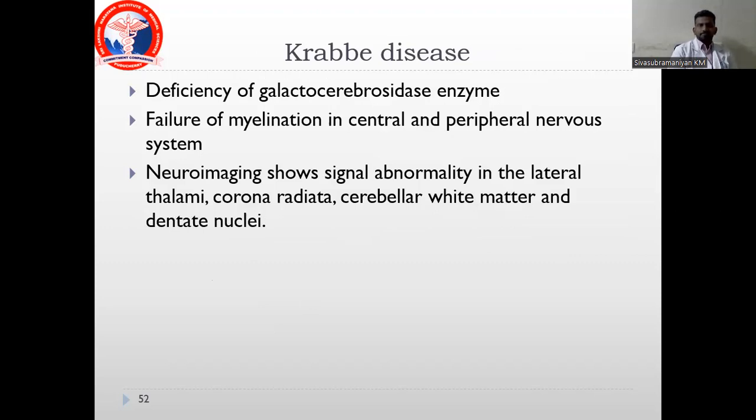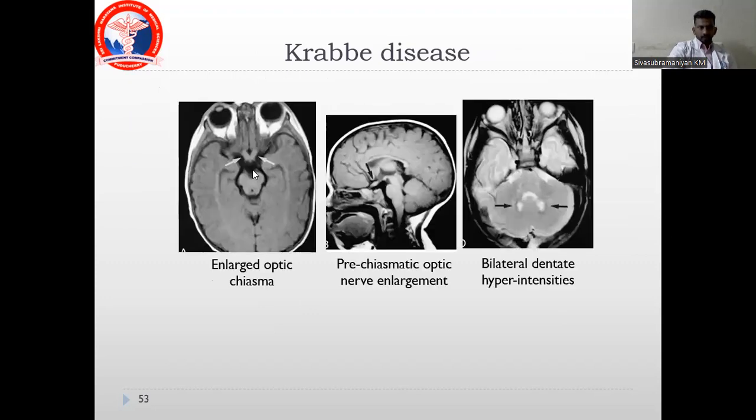So we have covered the more common causes, and the less common causes of abnormal posterior fossa are the Krabbe's disease, which is a galactocerebrosidase enzyme deficiency with the failure of myelination, and neuroimaging shows abnormal signal intensity in the thalamus, corona radiata, cerebellar white matter, and the dentate nuclei. You can see enlarged optic chiasma in Krabbe's disease. It's a disorder of metabolite deposition and nerve enlargement in the prechiasmatic optic nerve and bilateral dentate hyperintensities.